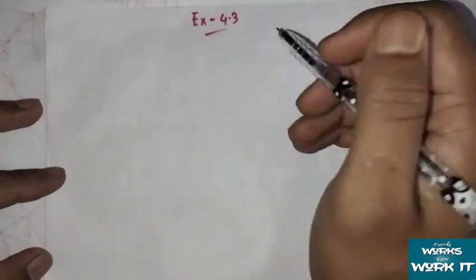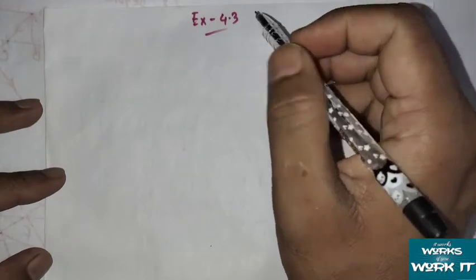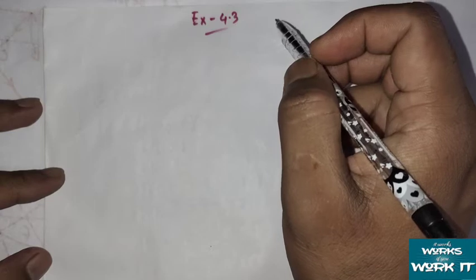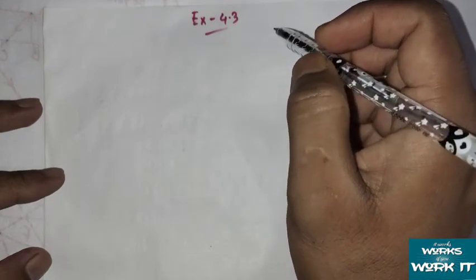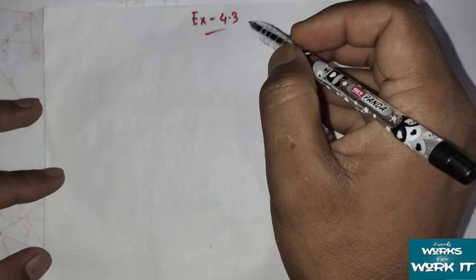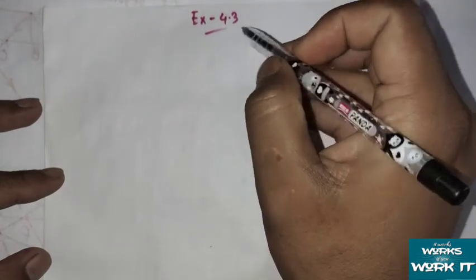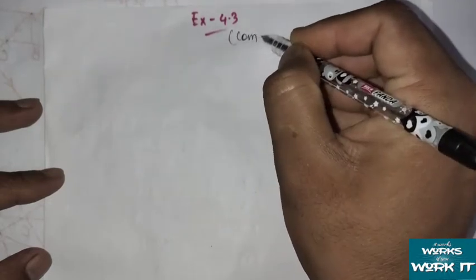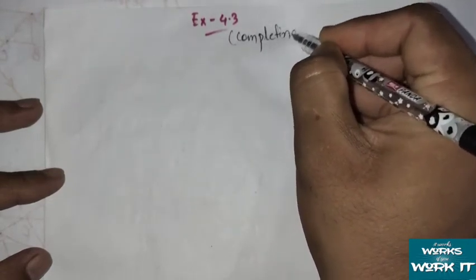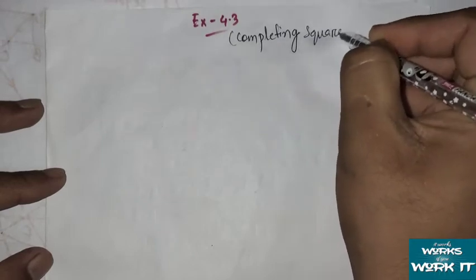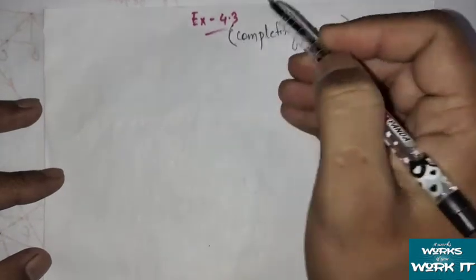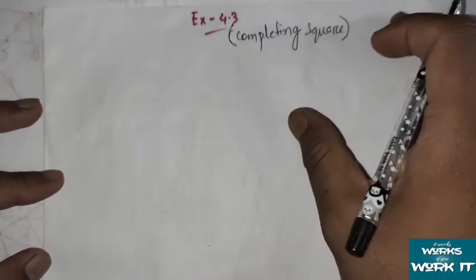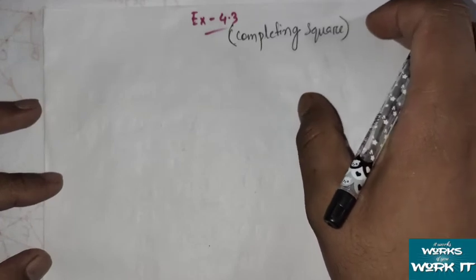Hello students. So today we will be starting exercise 4.3 and I hope you have gone through exercise 4.1, 4.2 and the introduction video of this chapter, and a little bit of concept you have gained from there. So in exercise 4.3 we will be dealing with the method that is completing square. Okay, and another method is also involved in exercise 4.3. First we will be concentrating on completing square.